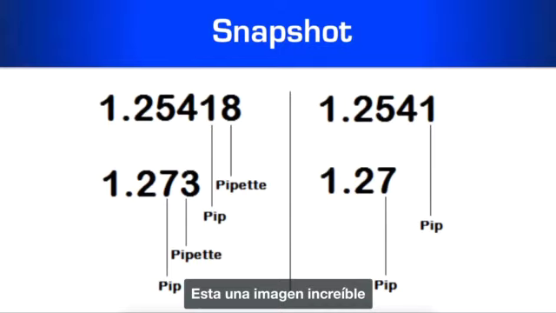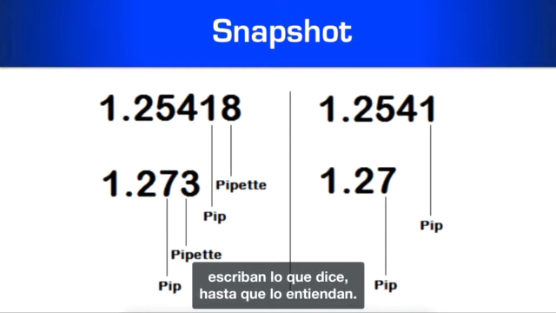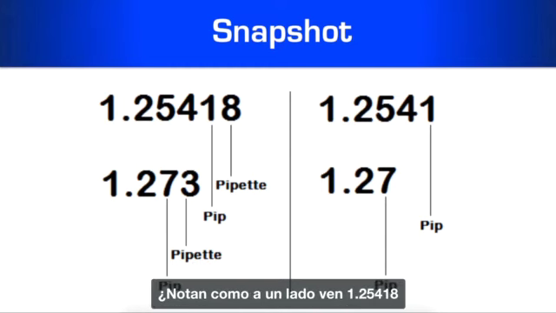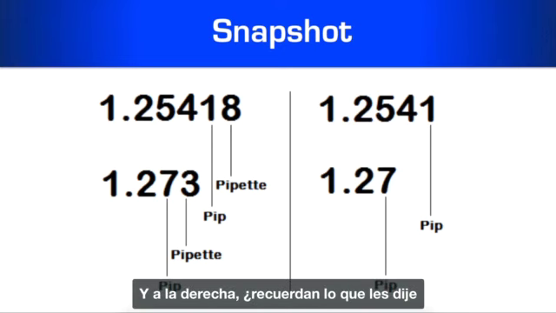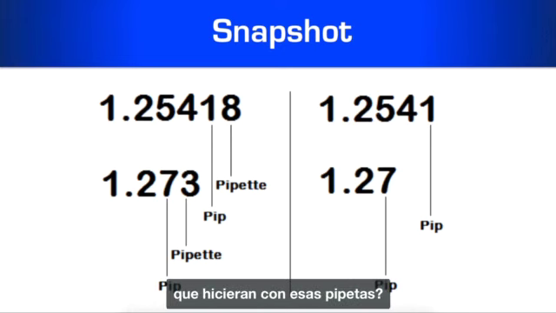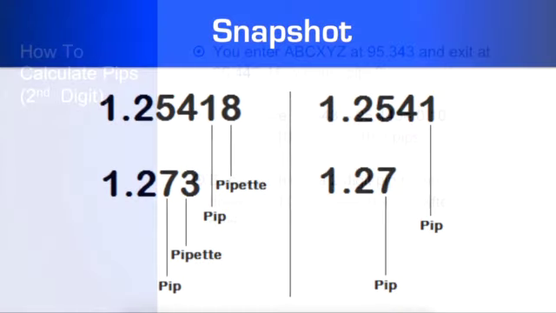Here's a really awesome picture that you can snapshot for your notes. Take a screenshot of it, take a picture of it, write it down until you get it. Notice how on one side you see 1.25418 and it shows you the pipette. And then on the right, remember what I told you to do with those pipettes? We ignore them. So you don't see an 8. You don't see a 3. Okay? So the top one is for pretty much every other pair. The bottom number, the 1.273, represents yen and gold pairs.